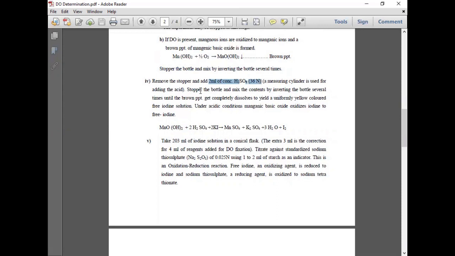A measuring cylinder is used for adding the acid. You do not add acid with the help of a pipette, right? You're going to add the concentrated H2SO4 of volume 2 ml by using a 10 ml measuring cylinder.